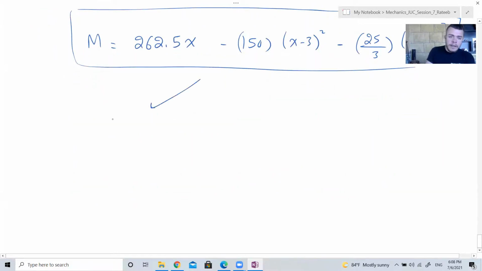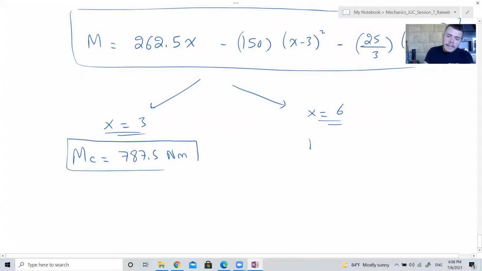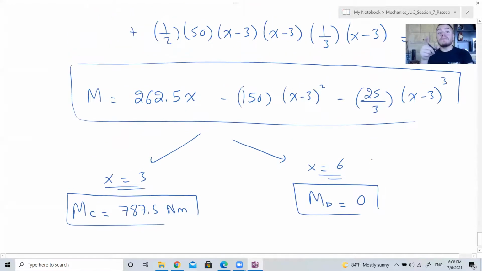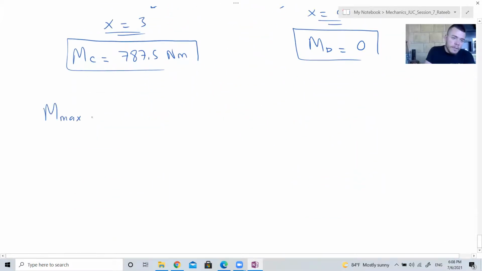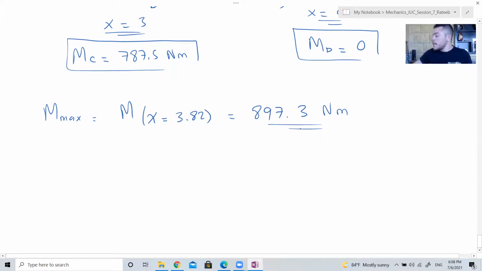Again, we need to evaluate it at x equal to 3 and x equal to 6. When x equal to 3, if you put it in the equation, the moment is 787.5 Newton meter. And x equals 6, the moment is 0. What else do I need? The maximum moment. I need to find the maximum moment, which is the moment evaluated at x equal to 3.82. It comes out 897.3 Newton meter. Is everything clear for now?